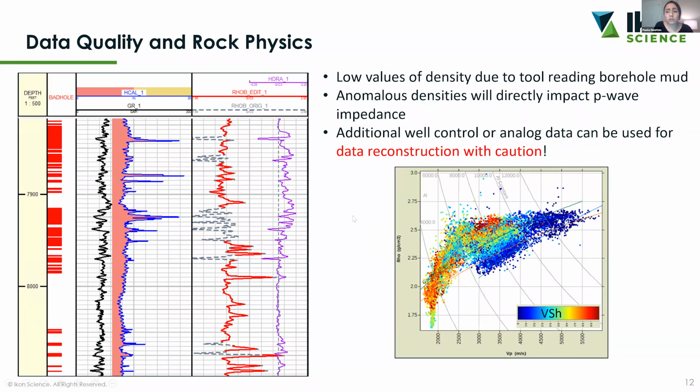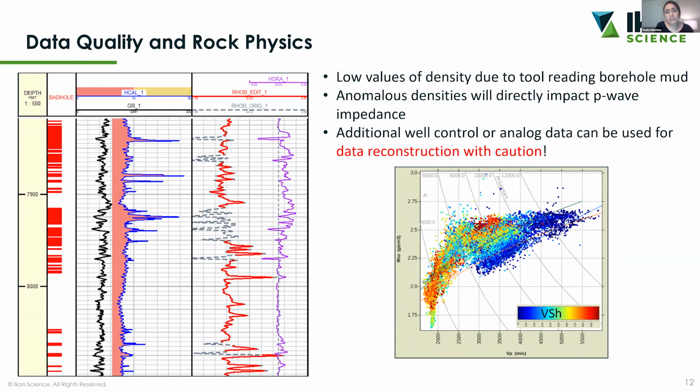So additional well control or analog data can be used for data reconstruction. But I'm highlighting this in red because we need to be careful what we assume. Just be honest to yourself, be aware of the uncertainty, and sometimes you have enough well control that you can trust the approximation, but some other times maybe we need to go with analog data from a different place just because we don't have well control.